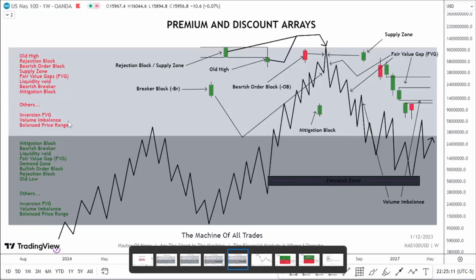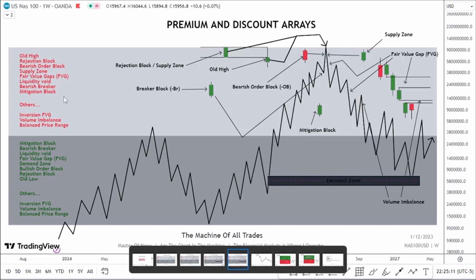I'll cover these things in the future. But a balanced price range, you might see that it is this one. The market went up and it went down immediately. Hence, it balanced. It did its buy side and its sell side, so it's balanced. You understand? From this price level to there and back, this price range is what is balanced. So that's a balanced price range.